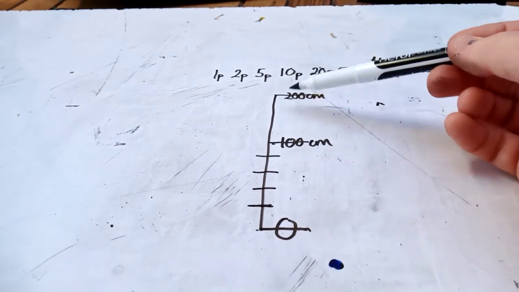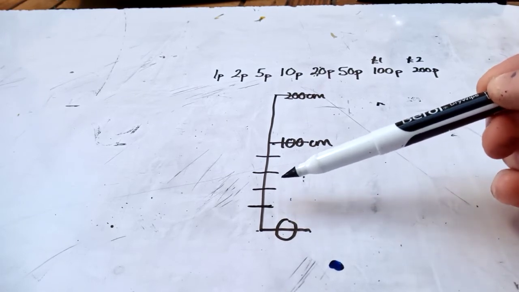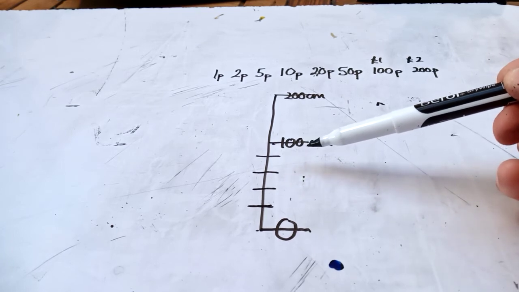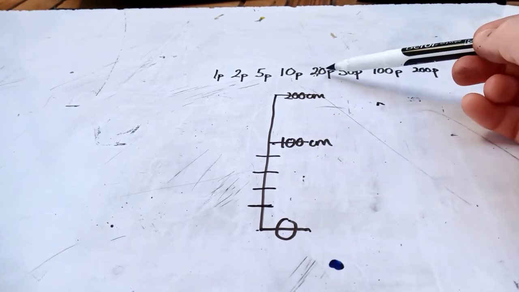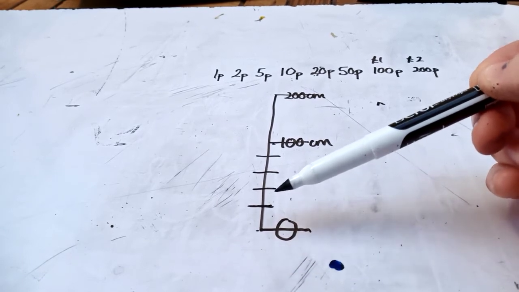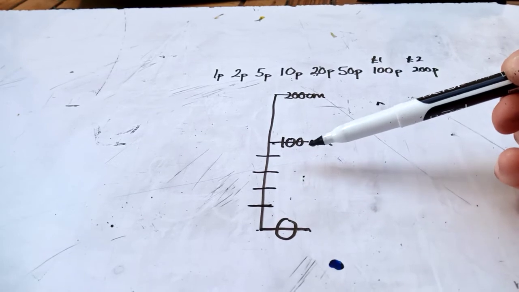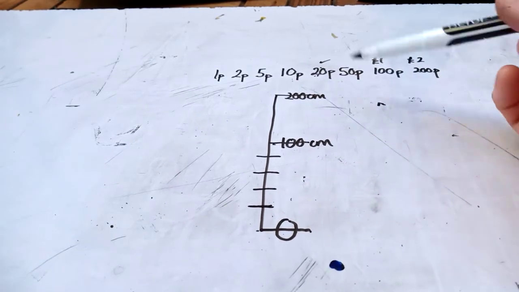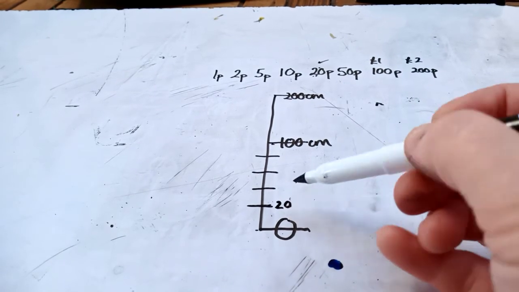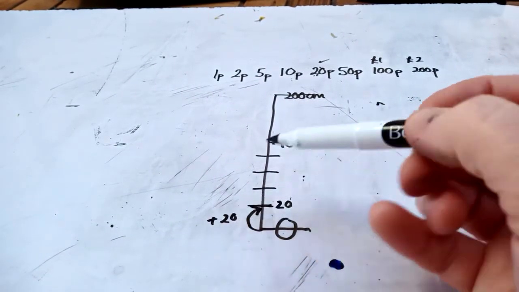Let's see if it goes up in 10s. Ready? 10, 20, 30, 40, 50, 100. No. No. See if it goes up in 20s. Ready? There's 0. 20, 40, 60, 80, 100. So it is. It's 20. So each division is 20. And each interval is worth 20.